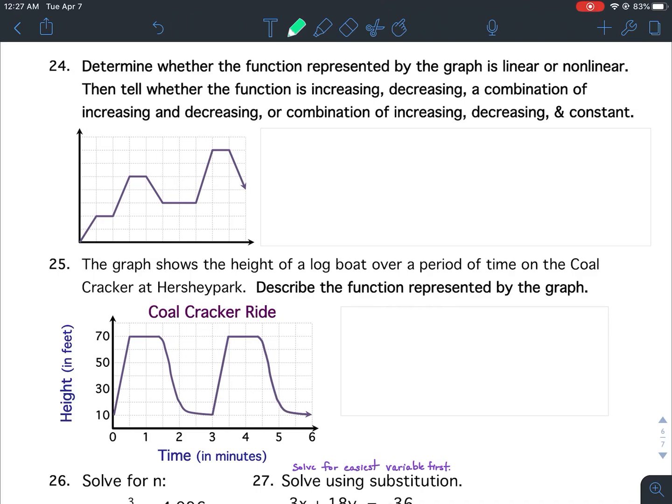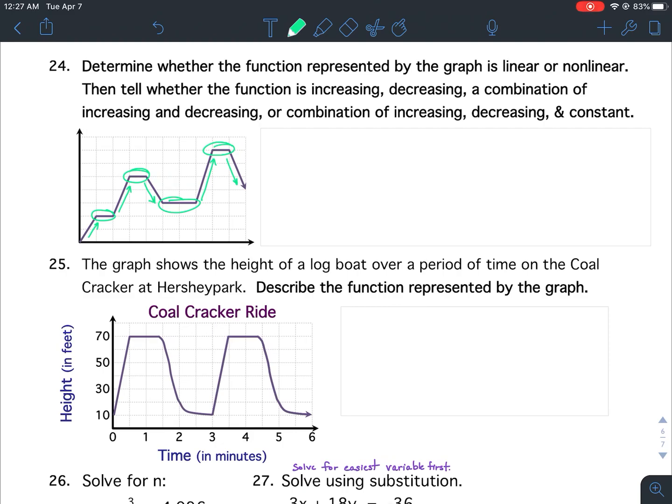It has to be one continuous straight line. And yes, each individual line is straight, but it's not one continuous straight line. So we've got increasing here, increasing here, decreasing here, increasing here, and decreasing here. But then these parts right here, since it's flat, that's where our graph is constant.